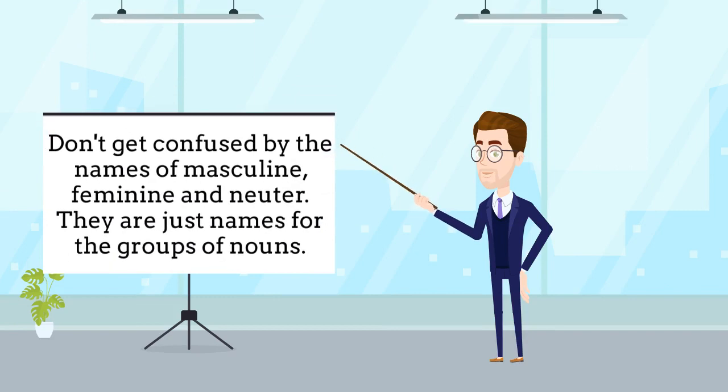In German, every noun belongs to one of these 3 groups: masculine, feminine, or neuter. But don't get confused by the names for these 3 groups, because these 3 names, they could have been anything. They just happen to be masculine, feminine, and neuter.